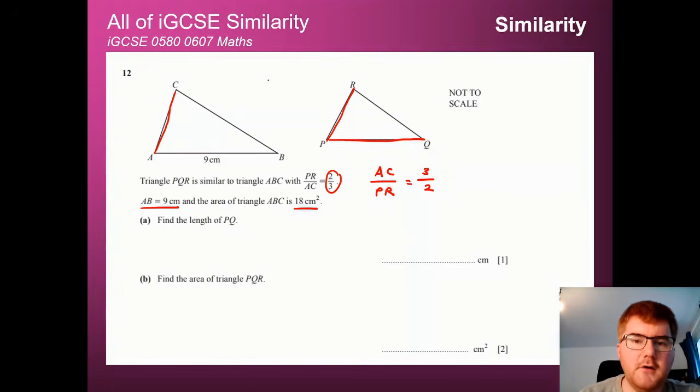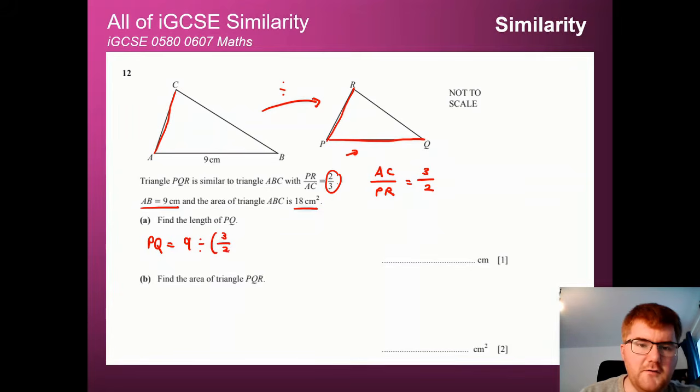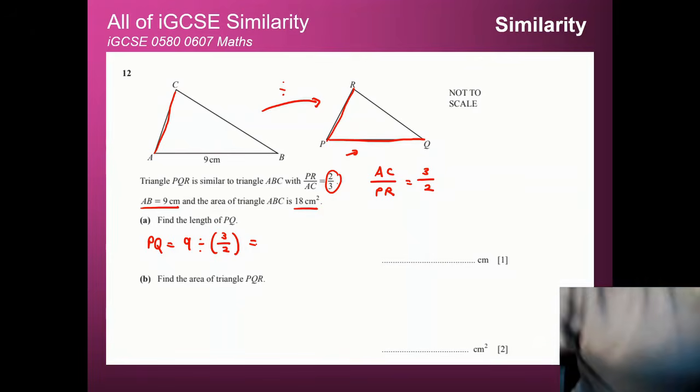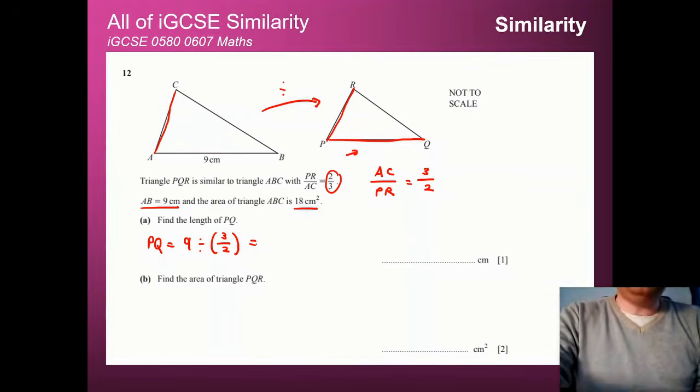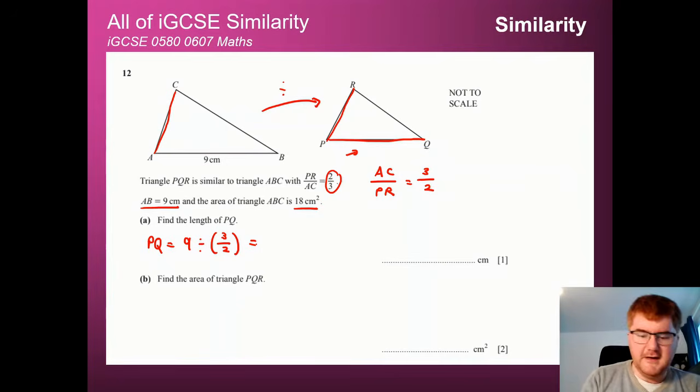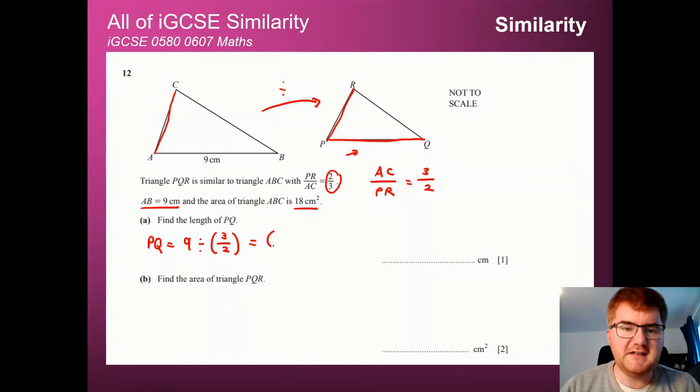So we're going from big to small, just looking at our diagram here. And if this is 9 and we want to find out this, then PQ will be equal to 9. Because we're going from big to small, we're going to be dividing. So we divide by 3 over 2. Now if we do that on our calculator, which I've got ready over here, so we do 9 divided by 3 over 2, giving us the answer of 6. Again, you can do that on your own calculators as well.